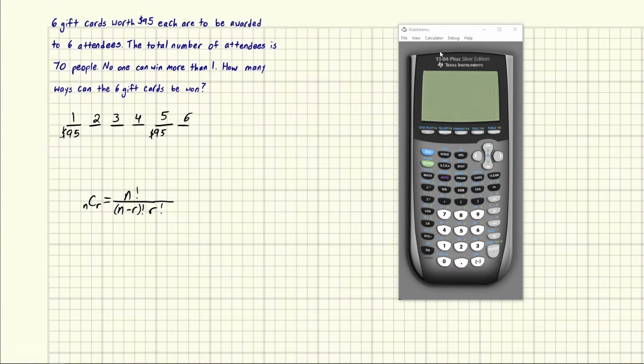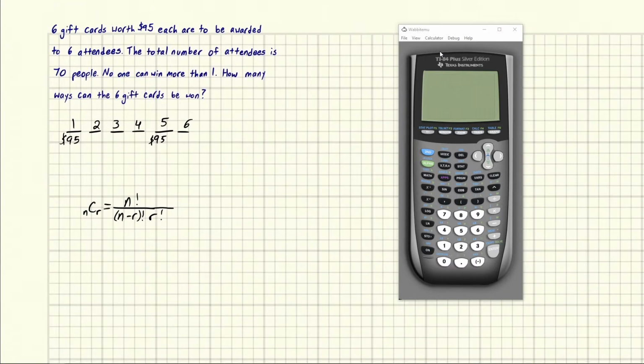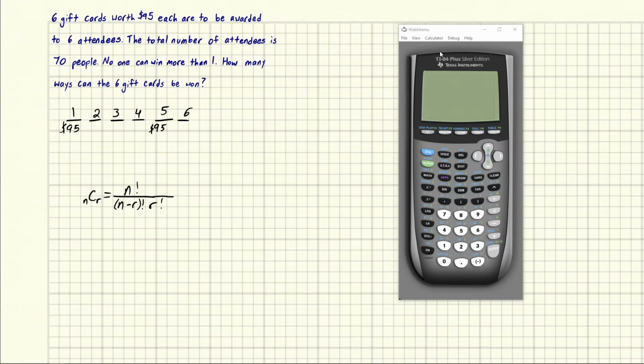And once we've noticed this, I highly suggest coming up with some sort of way of looking at the problem like this. It'll make it a lot easier to tell if it's a permutation or a combination problem. So looking at this, we say, okay, how many people are there? Well, there were 70 people that could be there. So that's 70 factorial.